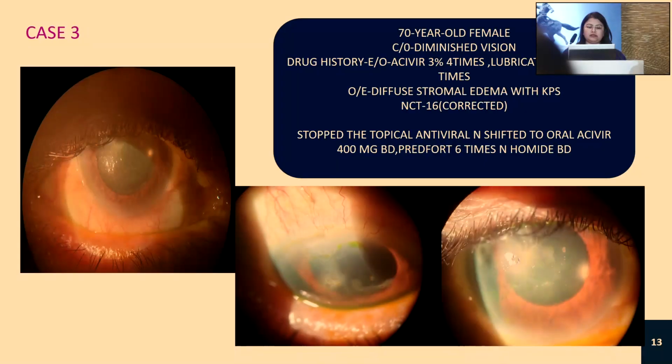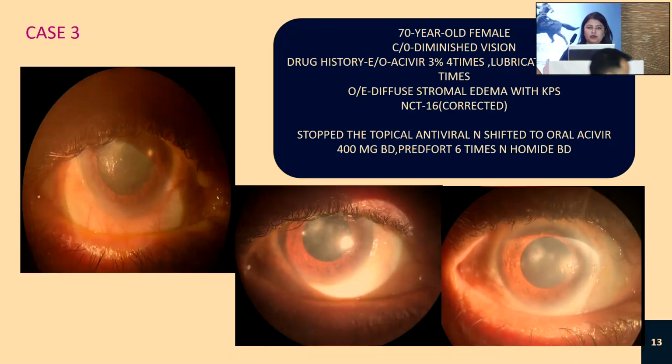Once the edema started to get better, I could see that there were a lot of previous recurrent scars. And when the patient really got much better, the edema had subsided and the KPs had also subsided, you can see that there were multiple scars in this patient, which shows that the patient was actually a case of recurrent viral keratitis.